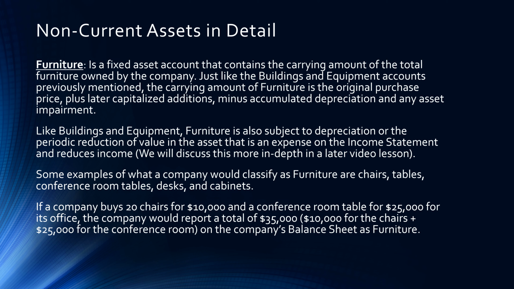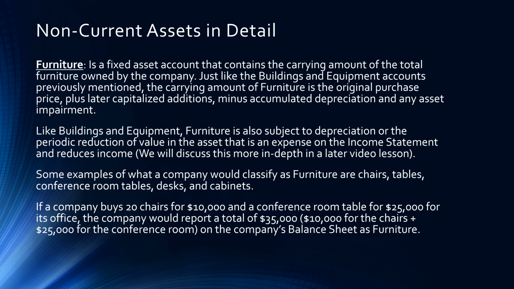Furniture. Furniture is a fixed asset account, just like the equipment and the buildings, that contains the carrying amount of the total furniture owned by the company. Just like buildings and equipment previously mentioned, the carrying amount of furniture is again the original purchase price of the furniture plus later capitalized additions to the furniture minus accumulated depreciation of the furniture and any asset impairment of the furniture. Like buildings and equipment, furniture is also subject to depreciation, which is the periodic reduction of value in the asset that is an expense on the income statement. It's actually called depreciation expense, and it reduces the company's income for the period. Again, we'll discuss this more in depth in a later video lesson.